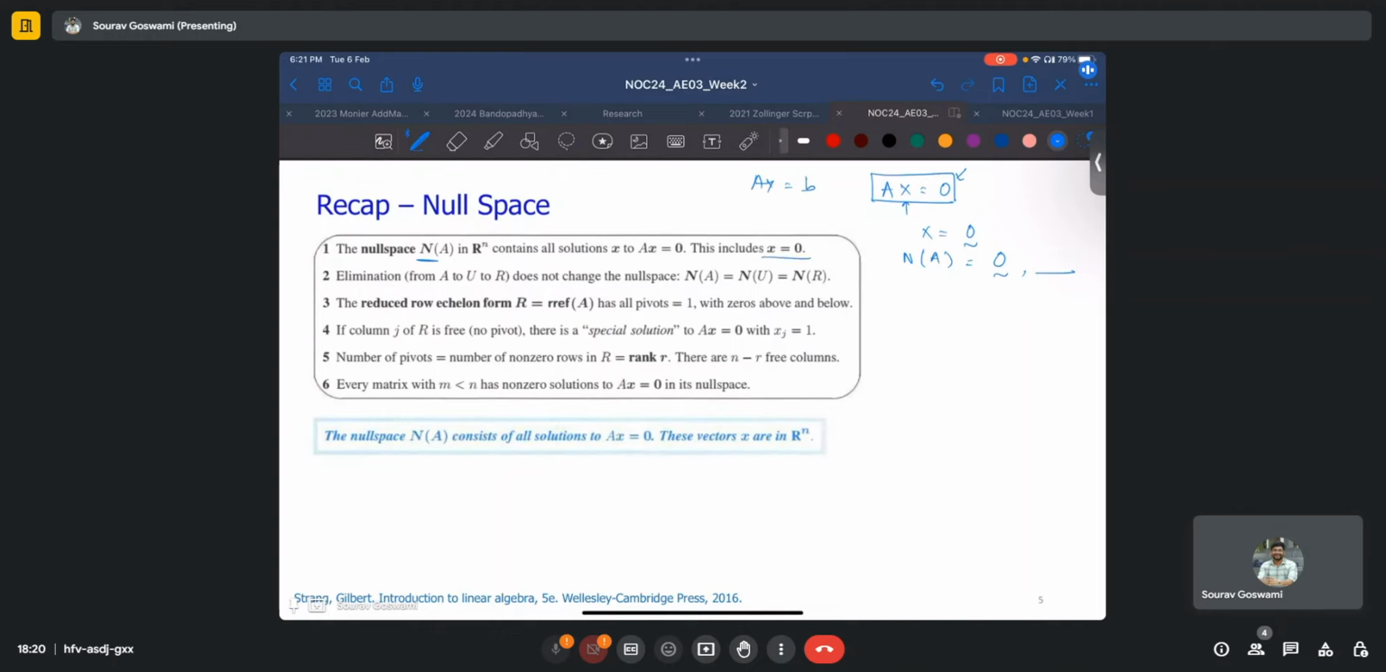So this of course includes x equals 0, and elimination from our starting matrix A to any upper triangular matrix U, to any reduced row echelon form R, does not change the null space. So the null space remains unchanged when we perform the elementary row operations on our matrices. However, the column space does change, and this is an important point to note.